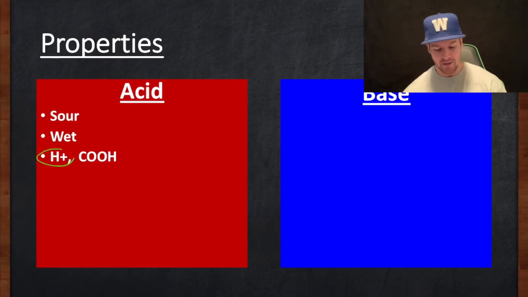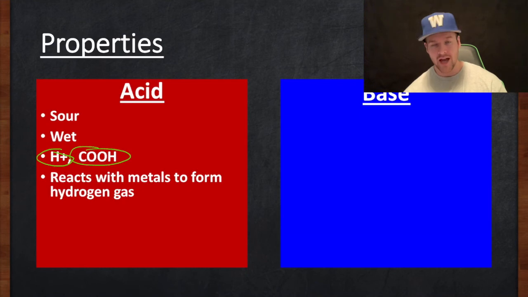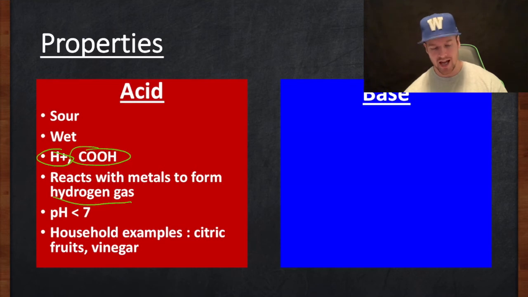It is indicated by an H plus or a COOH, as we saw from before. It reacts with metal to form hydrogen gas. It's kind of a specific property, but they do sometimes ask about that. So if you put a solution with a metal and you get hydrogen gas coming off, you know that your solution was an acid. It has a pH less than 7, which we talked about, and some household examples, which I did mention, citric acid, fruits, and vinegar.